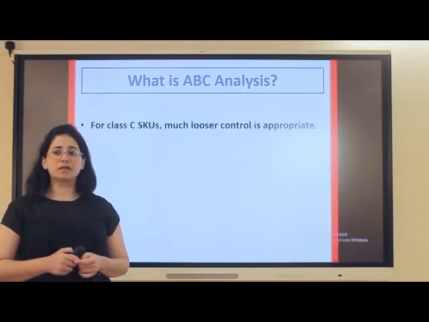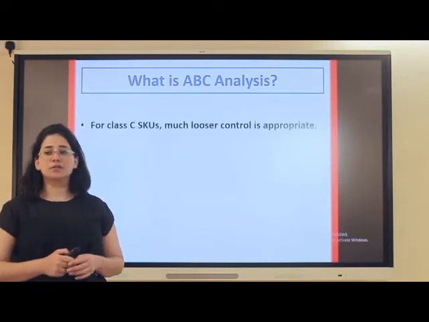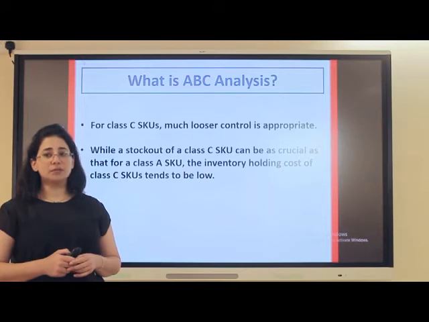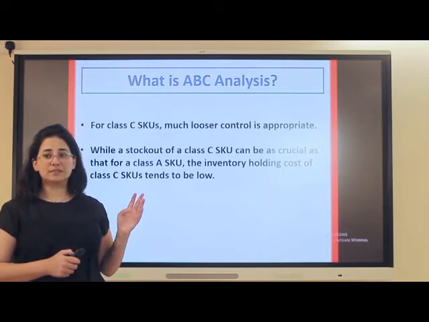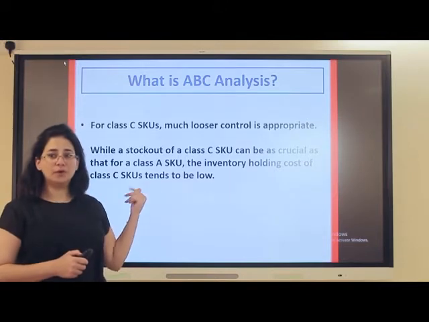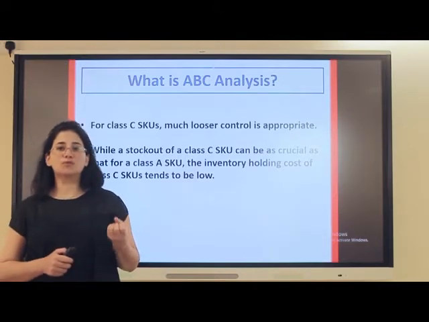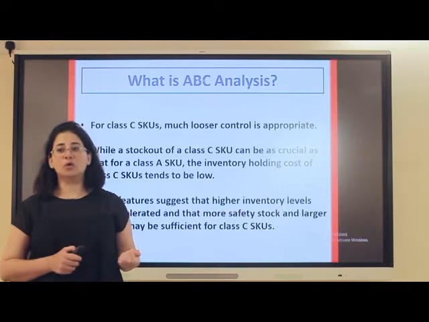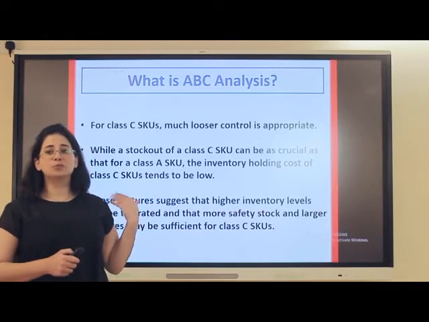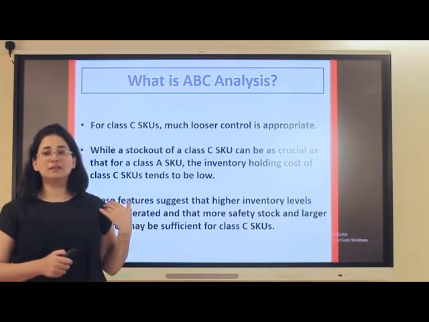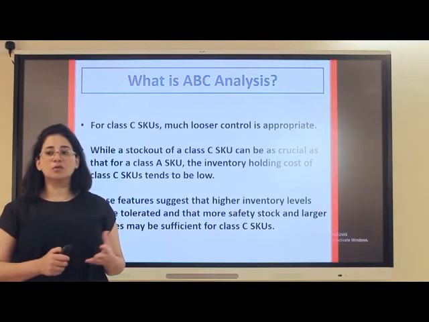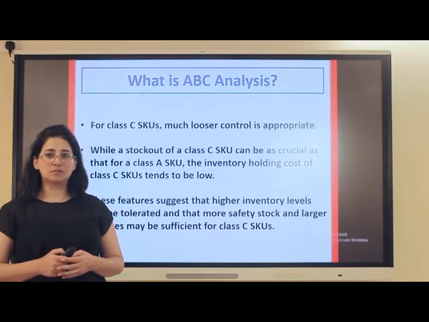Last, for Class C, much looser control is appropriate, while stock out of Class C can be as crucial as stock out of Class B or A. Inventory holding costs for Class C are very low, so this allows us to put more safety stock and larger lot sizes in order to control Class C.